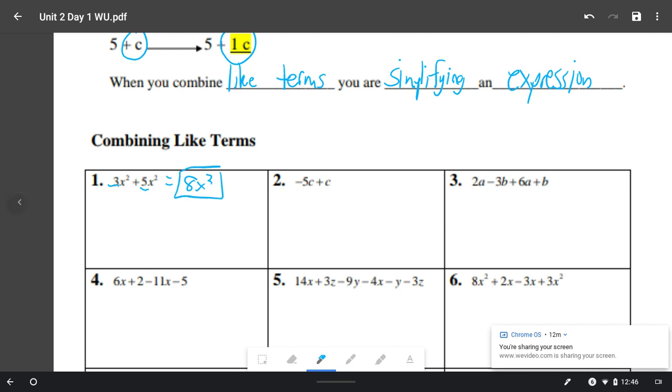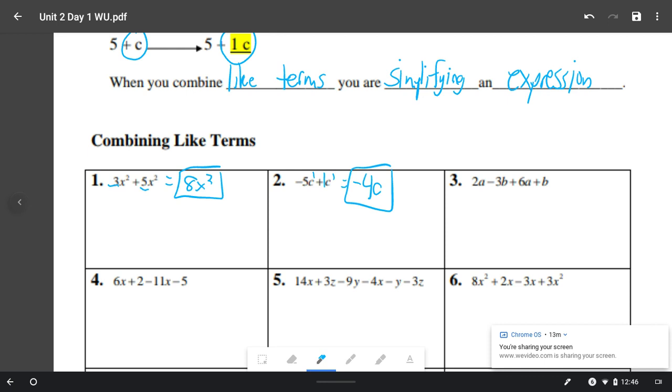The next one, we know there's a 1 in front of that c since there's nothing written there. And I have to ask myself, are these like terms? Well, do they have the same variable and do they have the same exponent? So they both have a c and they both have a c to the first power. So that means I can combine those. Negative 5 plus 1 would give me negative 4. And then I have a c to the first power. And that would be my answer for number 2.